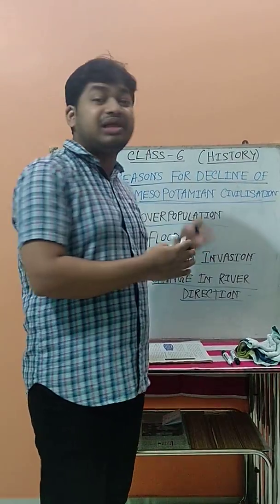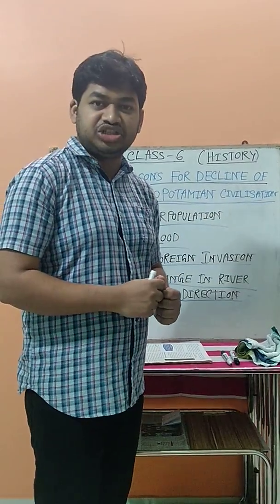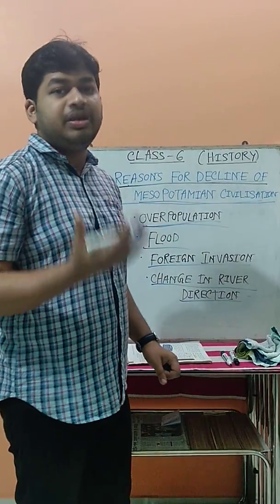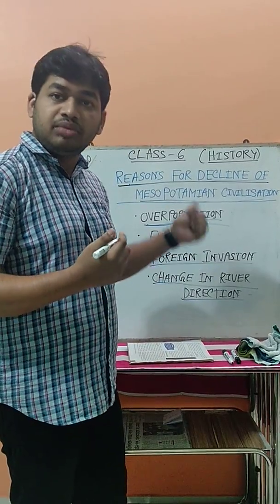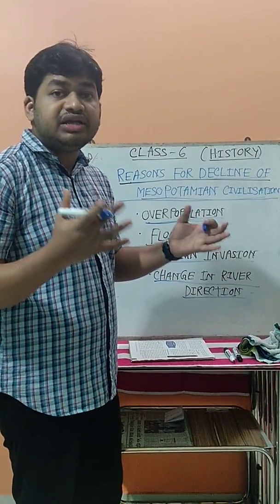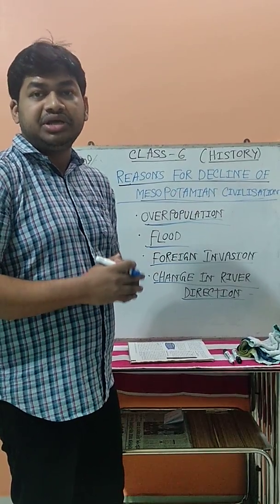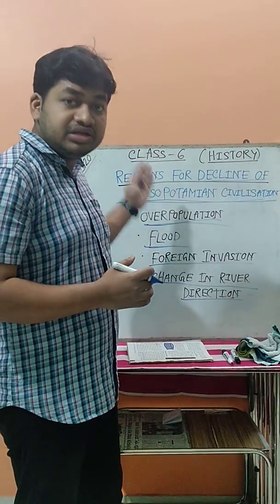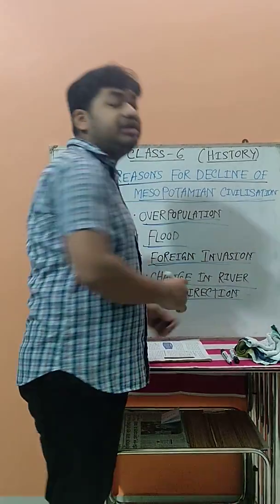So these four are the main reasons for the decline of this civilization. Again, I repeat once. Overpopulation means an increasing number of people. When the number of people increases in this Mesopotamian civilization region, this is one of the reasons for the decline. The second is the flood. When a flood occurs and the water flows from both rivers, all the areas are washed away, and that is one of the reasons for the decline of this civilization.